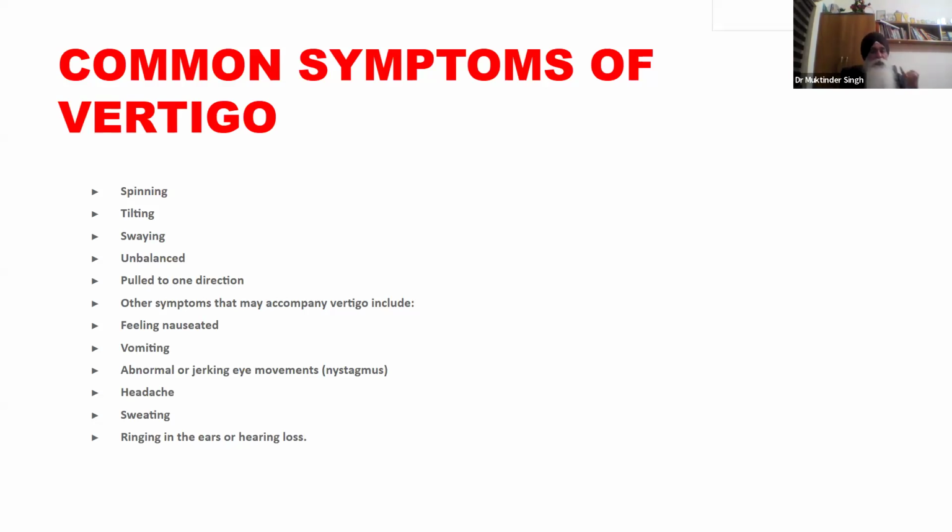Other symptoms that may accompany vertigo include nausea. Now, this is common; in syncope also you might feel nauseated, and in vertigo also you can feel nauseated. So nausea, vomiting, jerking eye movements. Now, this is nystagmus, where your eyes are oscillating. Usually the black part of your eye is stable, but when it starts oscillating, you have the imbalance, headaches, sweating, ringing in the ears.